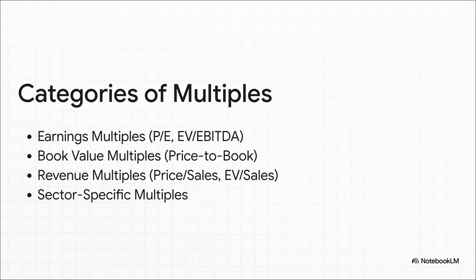And this toolkit, it's got all sorts of specialized tools. You've got your earnings multiples, like the PE ratio, or EV/EBITDA, which is a bit more complex. Then you've got multiples based on book value, or even revenue, which is super useful for companies that aren't profitable yet. Some industries even have their own quirky, unique multiples that only they use.